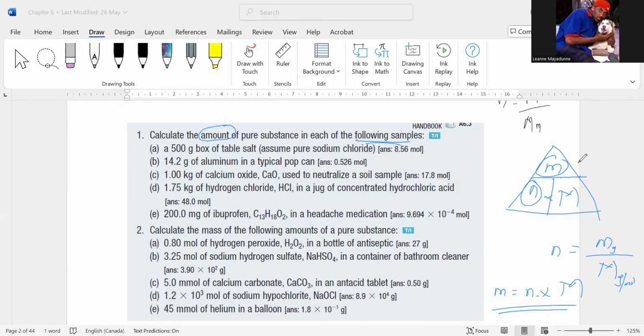Can you try the first one? If you know the compound, you know the molar mass. So this information is known to you if you know what compound it is, or what atom or element it is. Can you try A, C, and E?